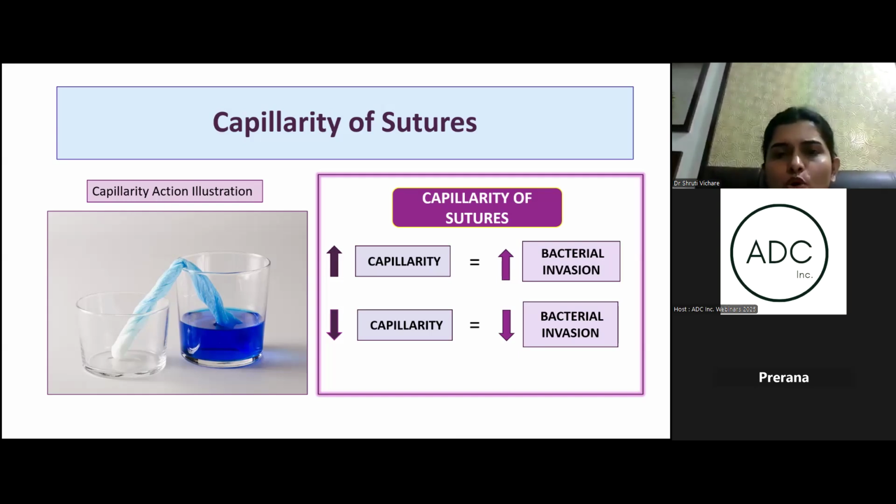Okay. So is it good to have this tendency of drawing fluid along their length? So I would say no. Because the tissue fluid that is present around the tissue, if the suture tends to draw that fluid along its length, what happens? With the tissue fluids come microorganisms. So there is microbial invasion also in the wound site. Do we want that to happen? We don't want the microbial invasion to happen in our wound, right? So the capillarity of the sutures should be as minimal as possible. It should be minimal, right? I hope this explanation clears that point.